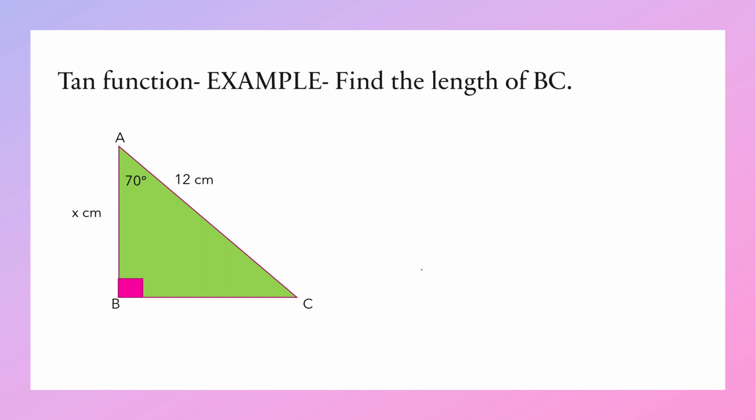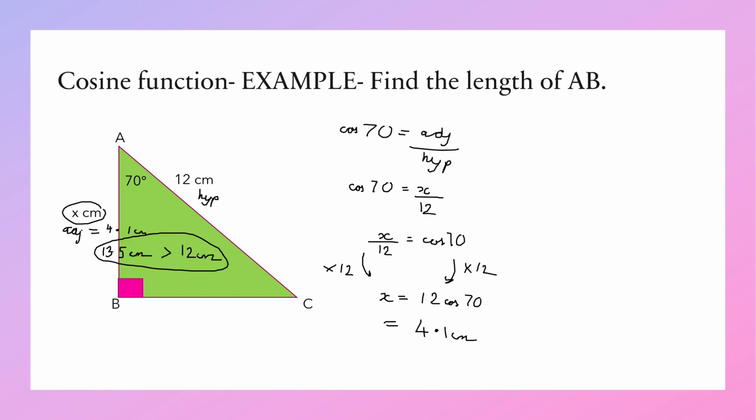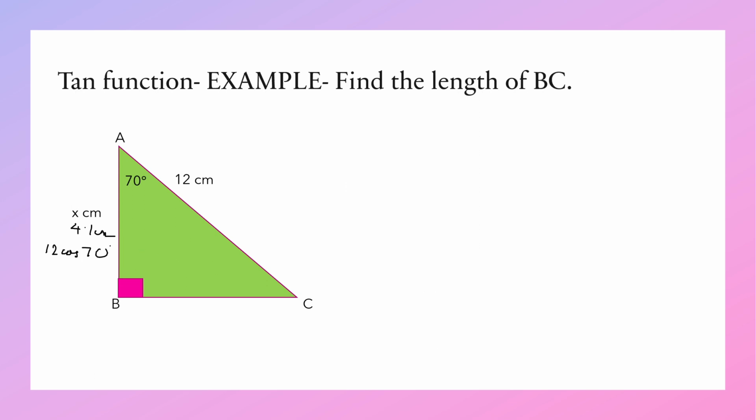Let's try another one. Let's try tan. So again, I've got my angle. Actually, I'm going to get rid of this. I'm going to say this is 4.1 centimeters. And this time I'm going to write 12 cos 70, actually, because that's what the exact answer is, 12 cos 70, or cos 70 times 12. It's a bit like saying 12 lots of A. So I've got 12 cos 70 here, and I'm trying to find out what my length BC is.